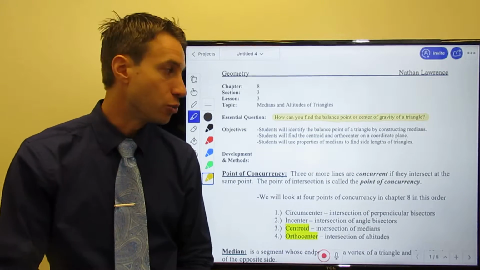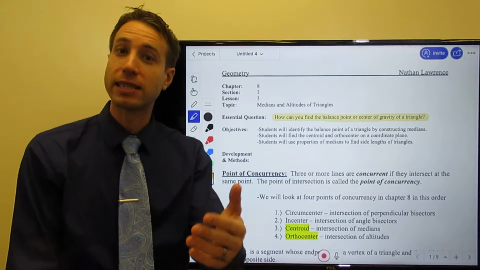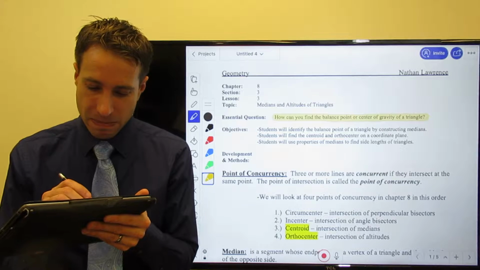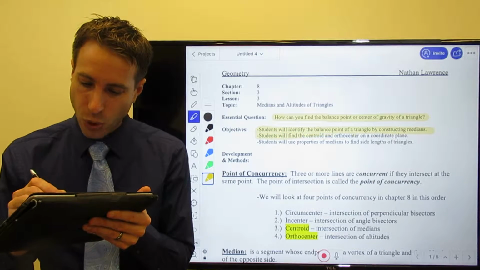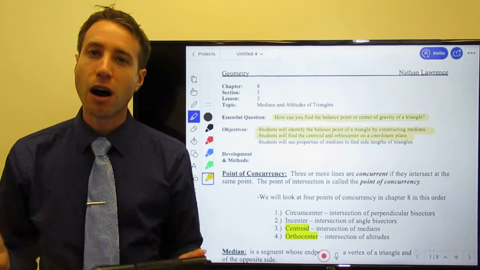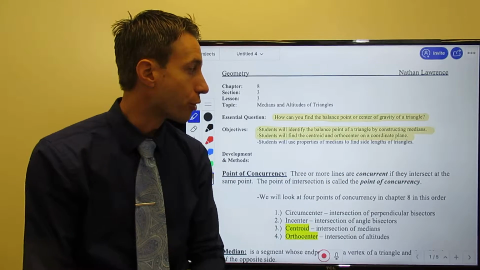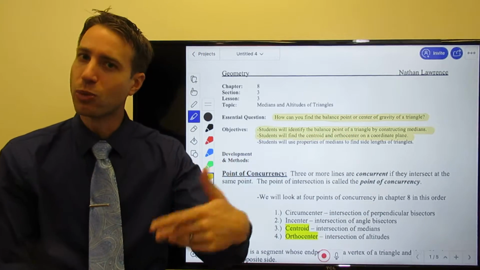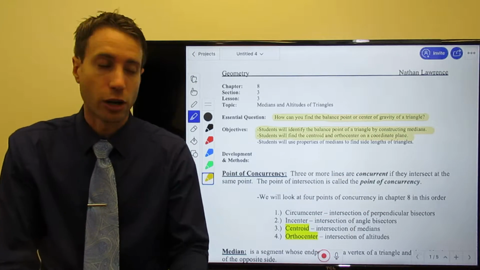Now, how do we do that? Well, students will identify the balance point of a triangle by constructing, I give you the answer right here, medians. We need to be able to find the median of a triangle. Turns out that medians will be a point of concurrency. We'll talk about that in a second. Students will find the centroid and the orthocenter. Again, probably two terms that you are not familiar with. We'll get familiar with them here in this set of notes. You'll be able to find those on a coordinate plane.